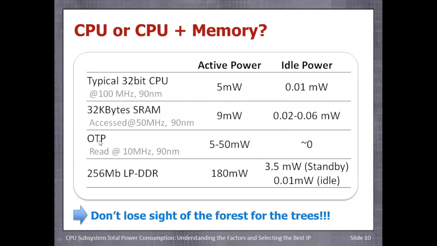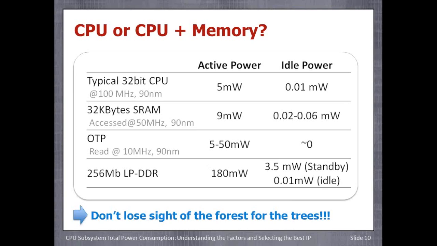Now, one-time programmable, or OTP, memory on the same technology, which we don't access at that frequency, so we're making the assumption here that we would only run it at 10 megahertz, would have an active power of 5 to 50 milliwatts, so up to 10 times more than the actual CPU. And the idle power for OTP is about 0.